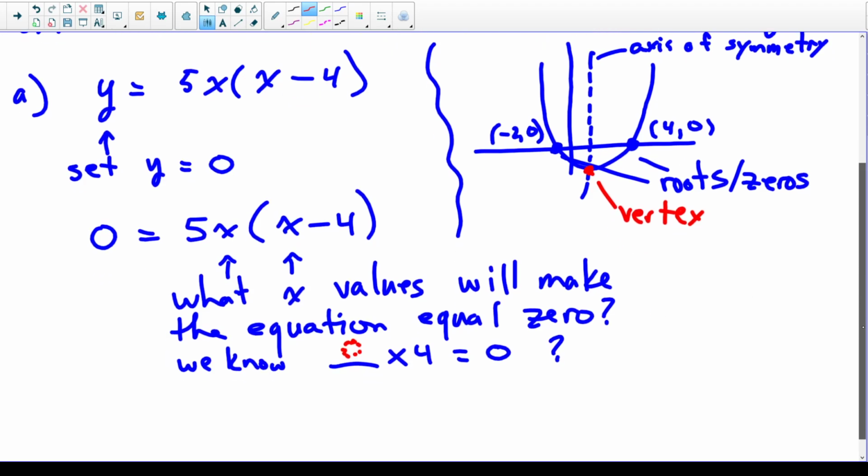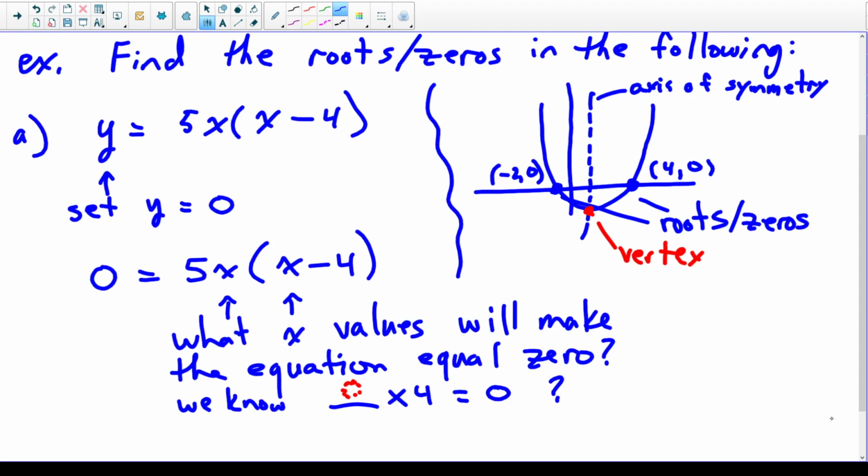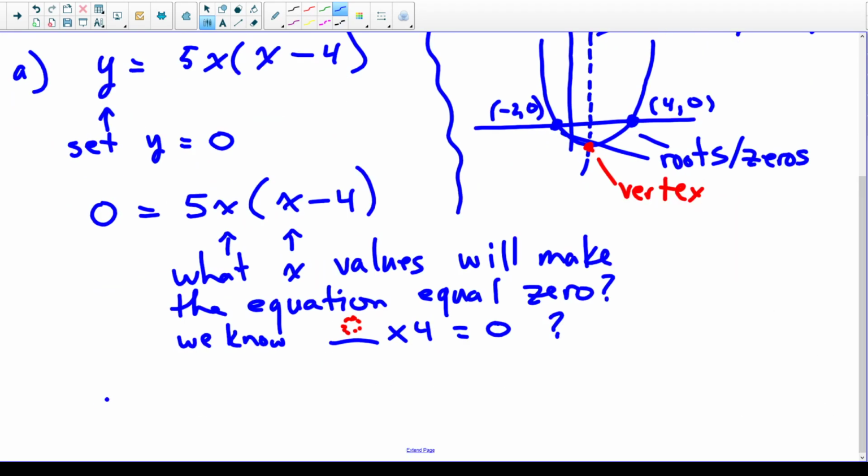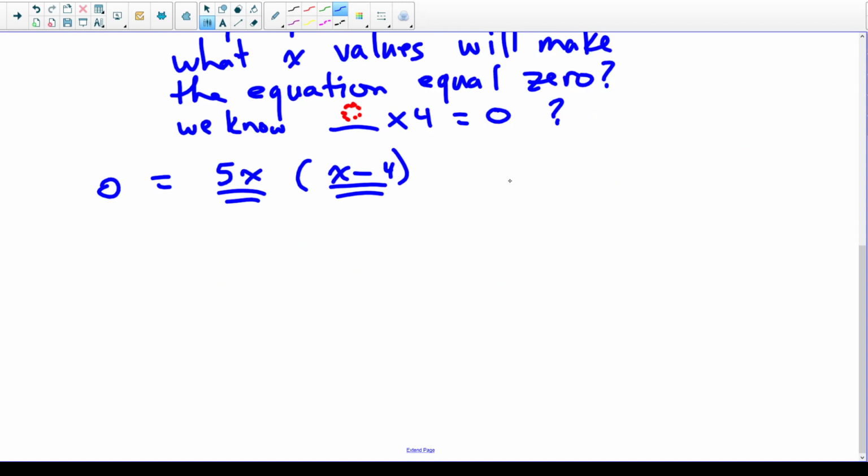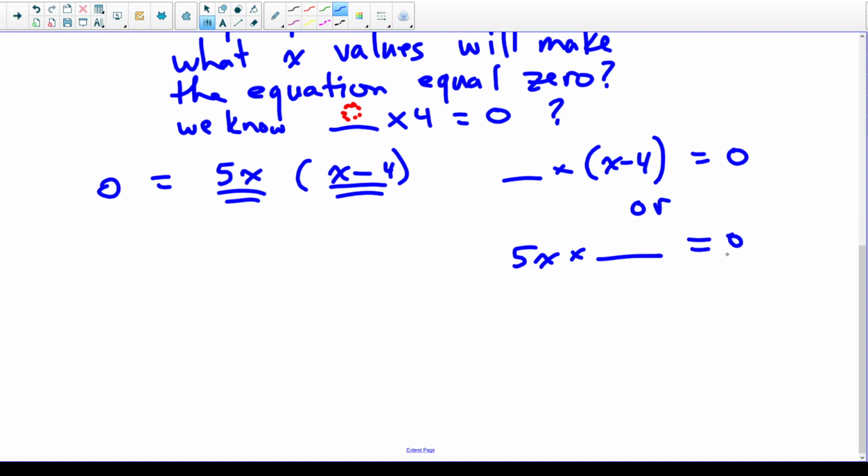Okay? Well, that's the logic we're going to use to solve for this answer. We have two things multiplying. We have the 5x multiplying, and we have the x minus 4 multiplying. Okay? So this is like saying blank times x minus 4 equals 0, or 5x times blank equals 0. So what does the blank have to be? The blank has to be 0.